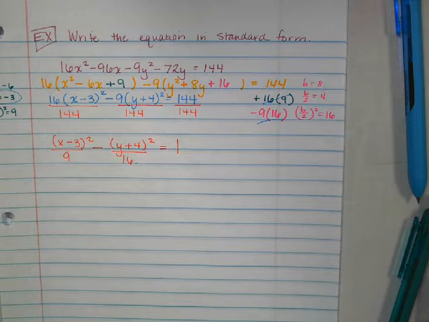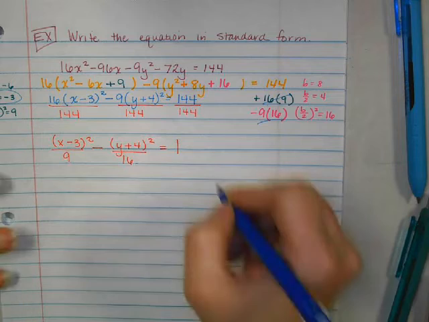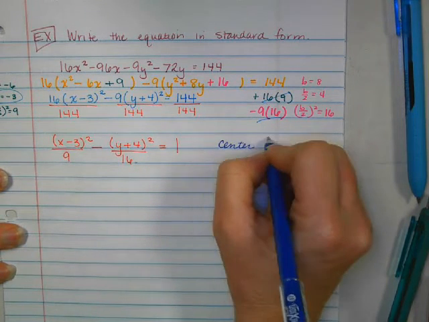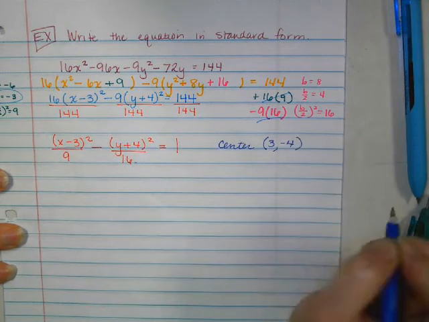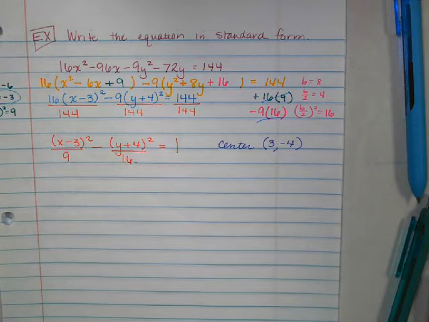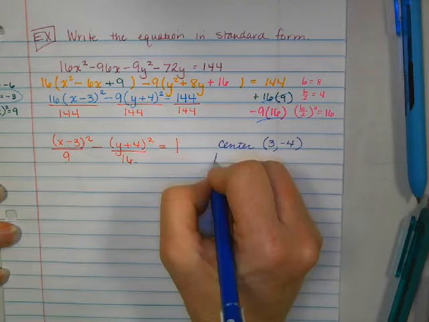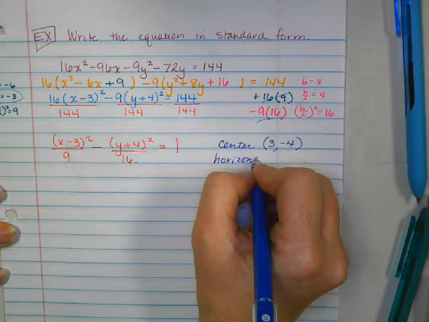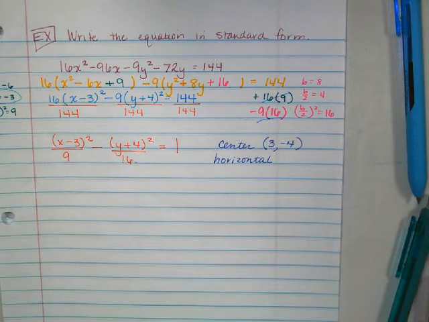Actually, the only thing that this one asked for was the center point and to tell whether or not it was vertical or horizontal. So what is your center point? 3, negative 3. And is it vertical or horizontal? Horizontal. Y'all good? Anybody have any questions over that one? No? It actually makes a lot of sense.